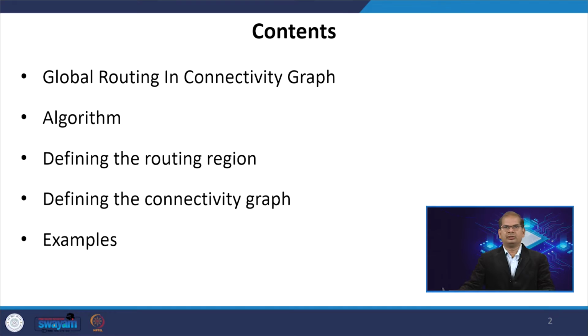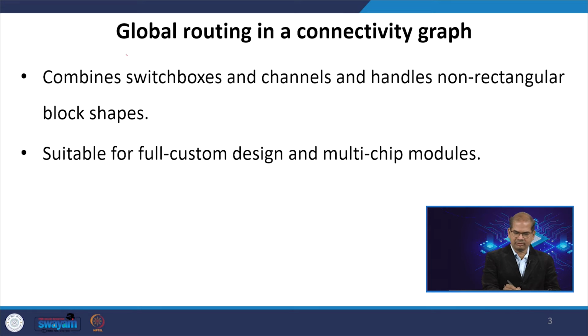So, the content of this lecture includes how global routing is possible using a connectivity graph. Then we will discuss some algorithms. Then we will discuss the routing regions, the definition of the routing regions, defining the connectivity graph, and we will discuss some examples. So, first of all, we will discuss global routing in a connectivity graph.